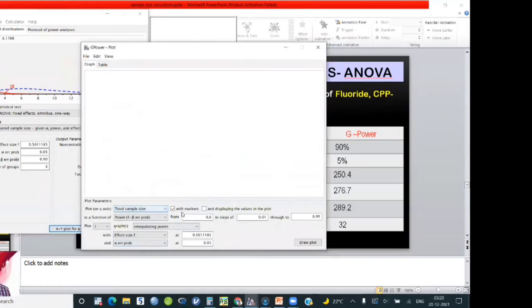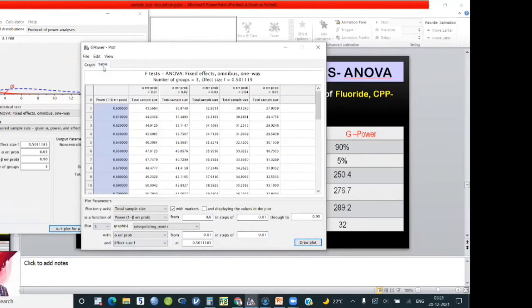Let me plot a thing. Now I wanted to create a graph and table. From 80 to 99, I wanted to know the sample size for varying powers, and you can even control your alpha value also. I want sample size for varying alpha. So let me draw a plot. So let us go into the table.